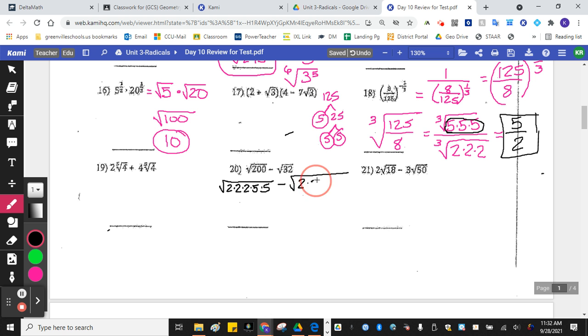16 times 2. Yes. Or break them down using your factor tree. I mean, that's essentially what I'm doing in my head. Every 2, 1 comes out. Every 2, 1 comes out.